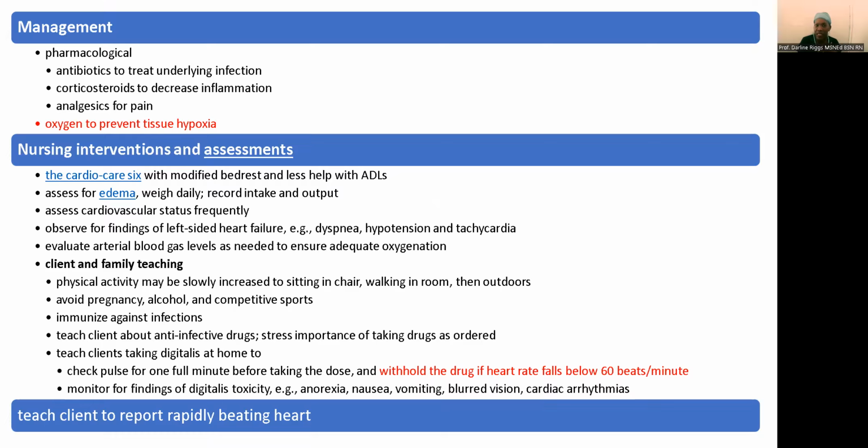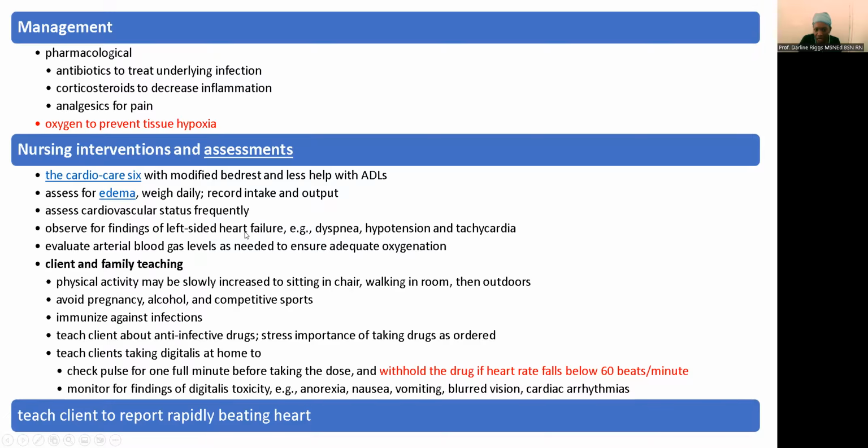If it's a bacteria, same thing. You see, I sound like a broken record because it's just repetition. So antibiotics if it's bacteria, steroids because of the inflammation, analgesics for the pain, they're always on oxygen. So a similar analogy would be, don't stress this heart. We're assessing them for edema because this could lead to right-sided heart failure, left-sided heart failure. We're monitoring all the respiratory findings. You see, observe for findings of left-sided heart failure.